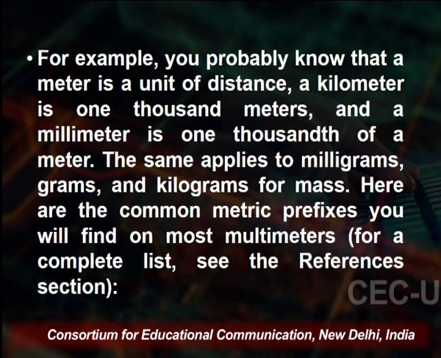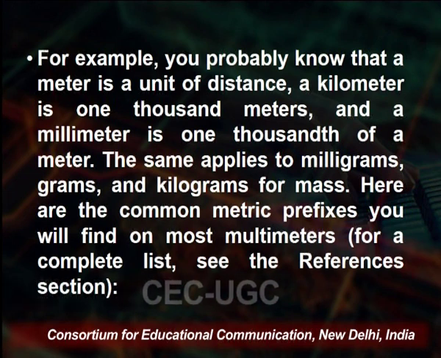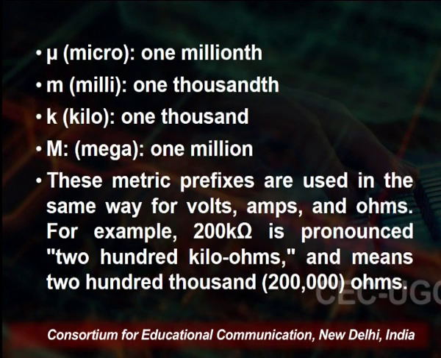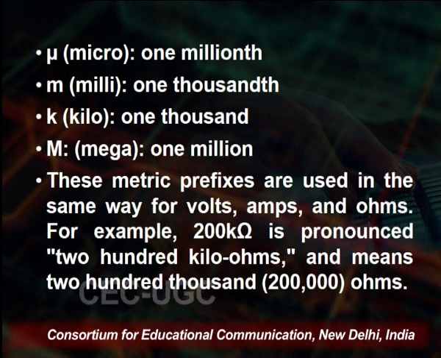These are the common metric prefixes that we find on most multimeters. Micro is one millionth, milli is one thousandth, 10 power minus 3, and micro means 10 power minus 6. K is kilo, which defines 1000, that means 10 to the power 3. M, mega, defines 1 million, so 10 to the power 6. So micro means minus 6, mega means plus 6, milli means minus 3, and kilo means plus 3.